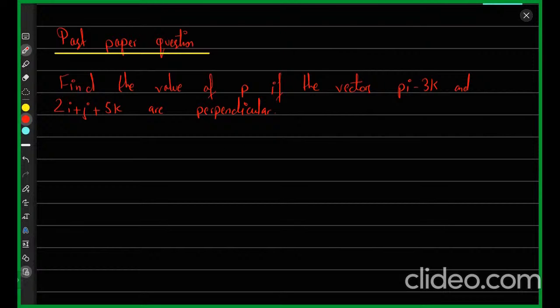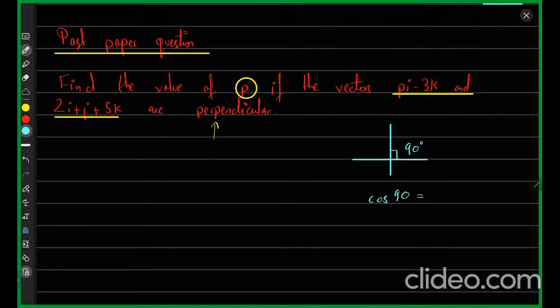5k are perpendicular. Okay. So we have been told that these two vectors are perpendicular and you need to find the value of P. What does this imply? If two vectors are perpendicular, let's say this is the first vector and this is the second vector, the angle between the two vectors is going to be 90 degrees. And when I do cos 90, the value is going to be 0. Okay. Yes, this is basically the idea.